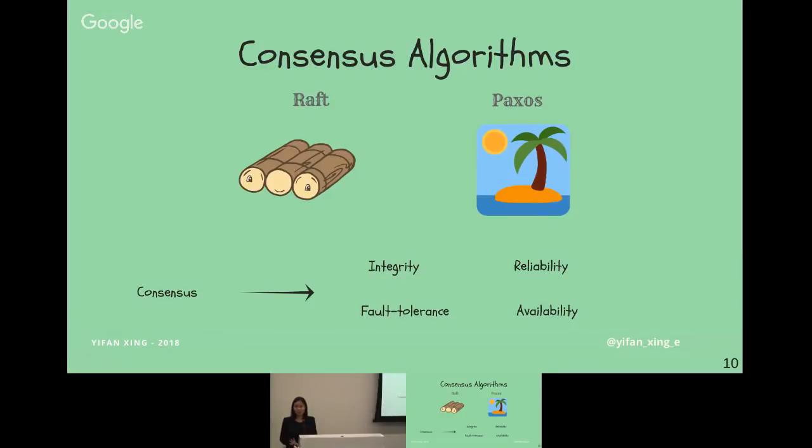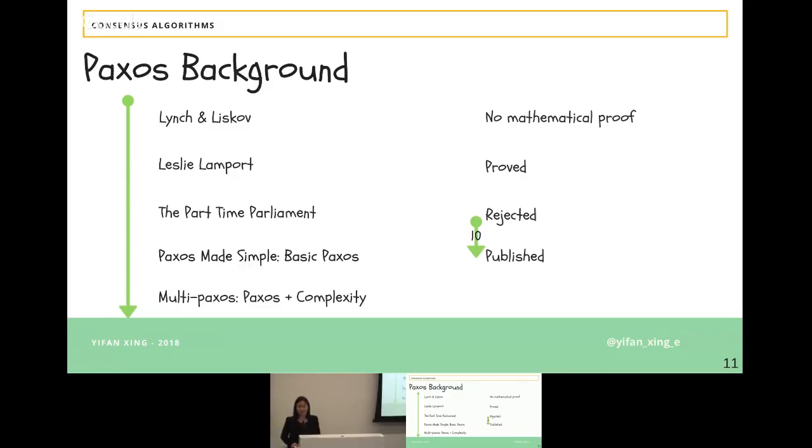Luckily, we have consensus algorithms, and they help us with a lot of the problems we mentioned. Today I'm going to briefly introduce two consensus algorithms, Raft and Paxos. So let's start with Paxos.